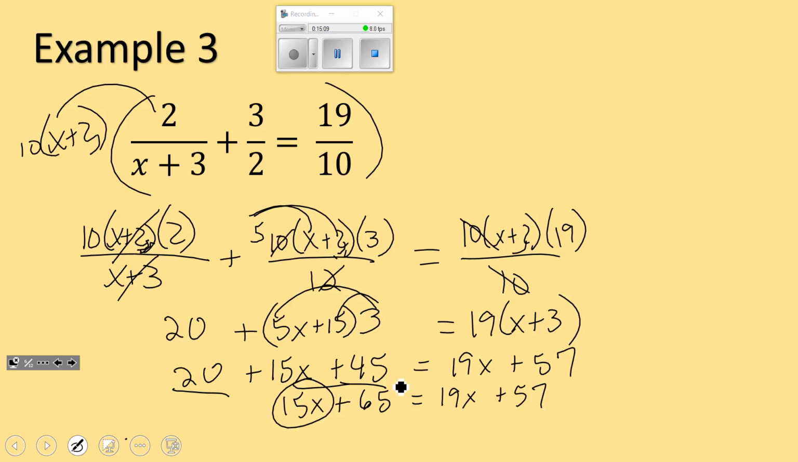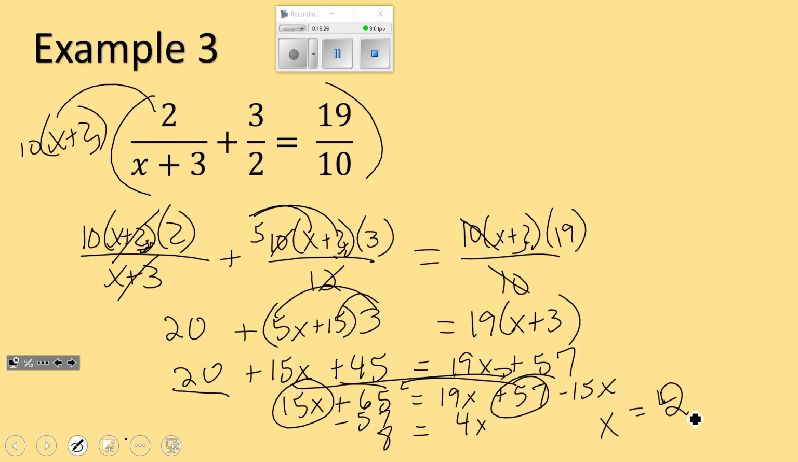I'm going to move my 15x over here and subtract 15x. And so that's going to make 4x. And I'm going to move the 57 over here and subtract 57. And that's going to make 8 on this side. And then when I divide by 4, x comes out to equal 2. It's really bad, but it's 2. Okay? Do we know where we went wrong if we went wrong?